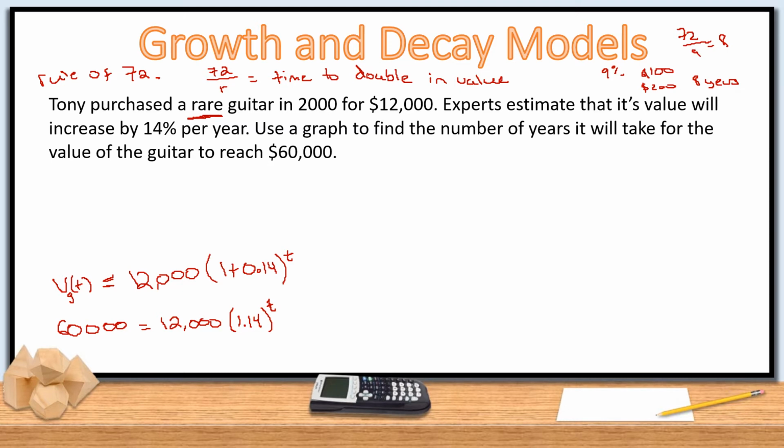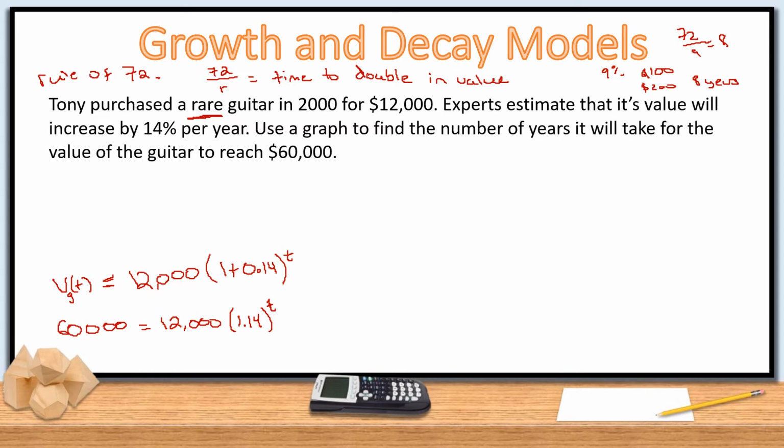So just looking at this, I'd be like, okay, 14% growth rate, so 72 divided by 14 is 5.14. So it's going to take about 5 and a bit years to double. So if 12 doubles, it's 24. If it doubles again, we're at 48. So it's going to be somewhere between, I would say, 10 to 15 years is my guess.